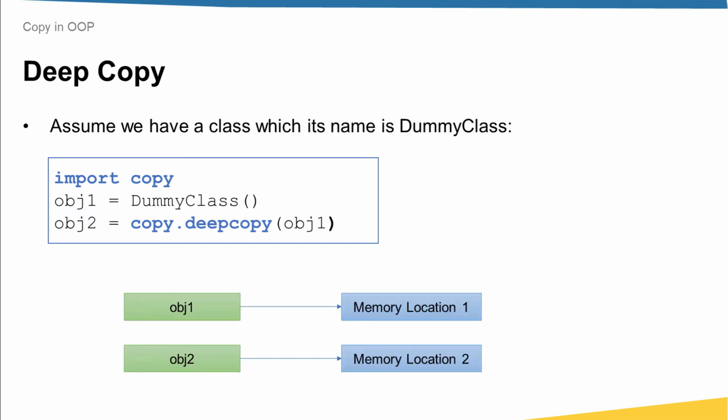In order to understand the idea better, this simple diagram will show you that now object1 refers to memory location 1 and object2 refers to memory location 2. Memory location 2 is different from memory location 1. And from this we understand that if I update object1, object2 will not be affected, and if I update object2, object1 will not be affected, and in this case we have a real copy of object1.